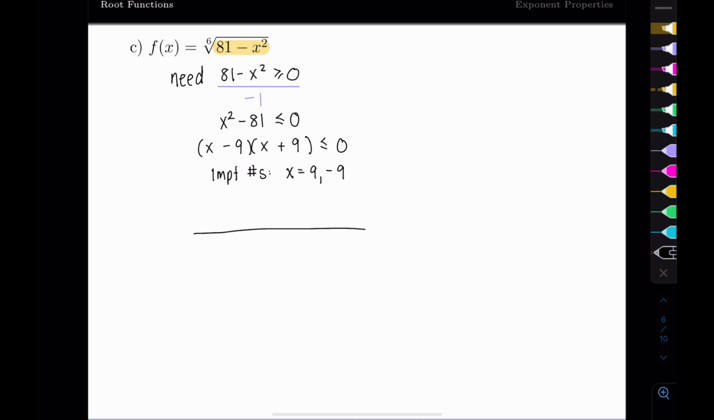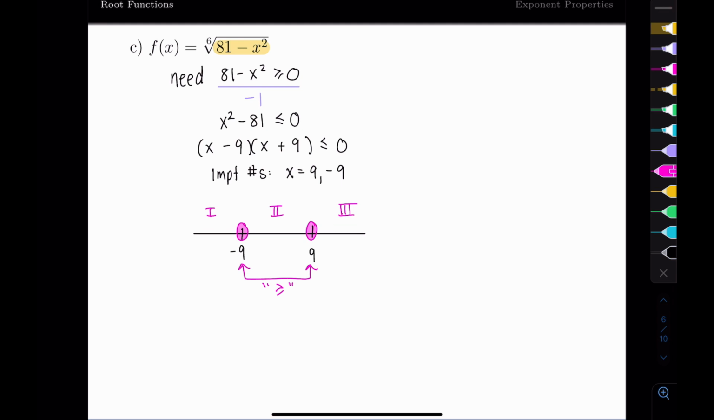So we go ahead and set up our inequality. We have 3 intervals that we're going to need to test. So this is interval 1, interval 2, and interval 3. For the endpoints, because these ones will give us the 6th root of 0, we can equal them. So this is where we check that inequality sign. We've got the greater than or equal, so we are good.